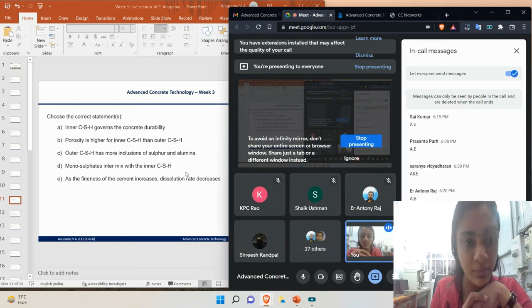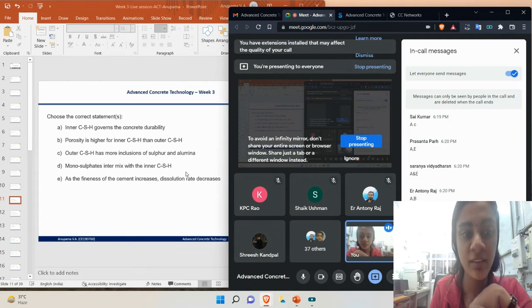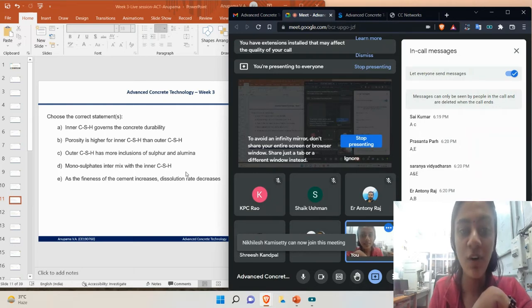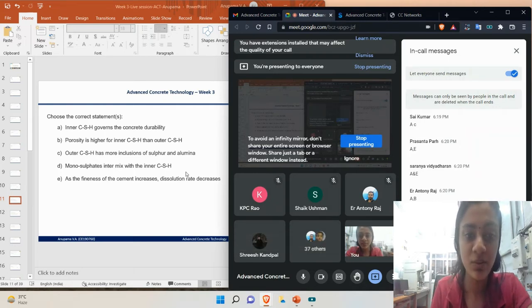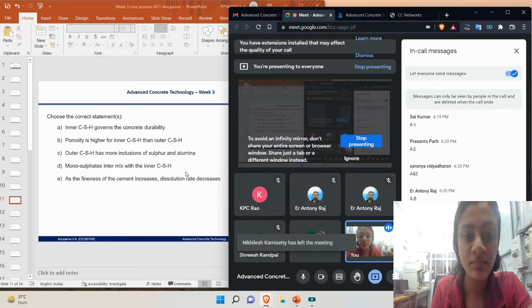Here I want to comment that fineness increasing means the particles are becoming smaller and smaller. When the fineness increases, the surface area increases and the particle size decreases. As the particle size decreases and the surface area increases, it is always better for reactivity. So hydration will be higher. When the specific surface area is more, the rate of hydration will be more. So E has to be wrong.